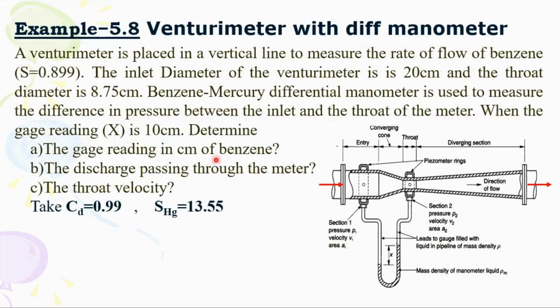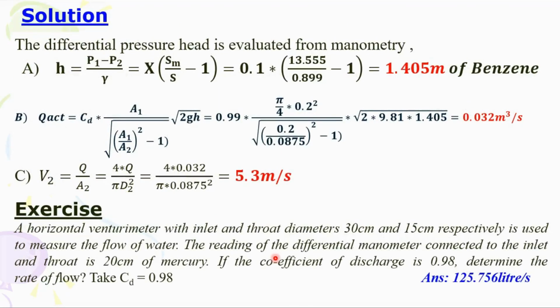This is just the H of benzene. What will be the gauge reading in centimeter of benzene? You can read the gauge reading from this venturimeter with differential manometer. So what will be the actual discharge? Coefficient of discharge times A1 divided by the square root of A1 over A2 the whole square minus 1, times the square root of 2GH. This is the equation for the venturimeter with differential manometer. You simply substitute in the equation. With the coefficient of discharge given, you will find 0.032 meter cube per second. This is the discharge flowing out through the venturimeter.